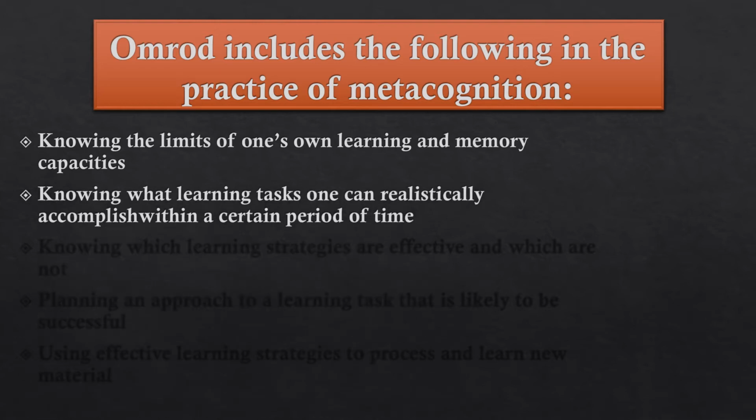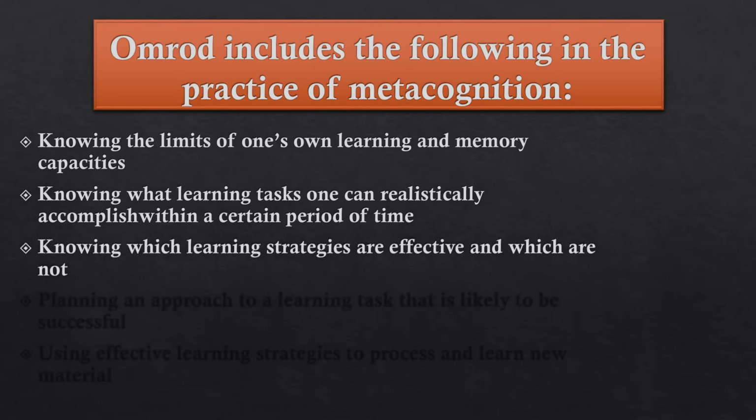Next, knowing what learning tasks one can realistically accomplish within a certain period of time. So if you know that you can realistically finish something within this period of time. For example, your teacher has presented to you a task and you know that the task presented cannot be finished within the time given, then you are using metacognition. In return, you can ask your teacher to give you more time because you know yourself that you cannot finish the task given.